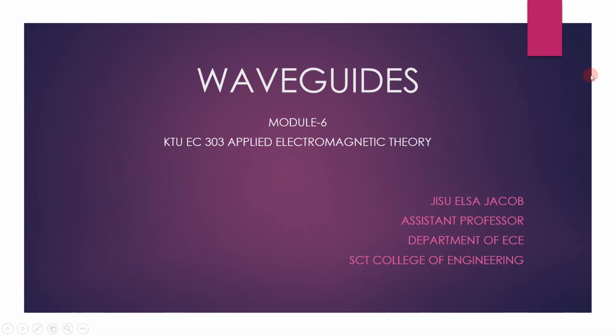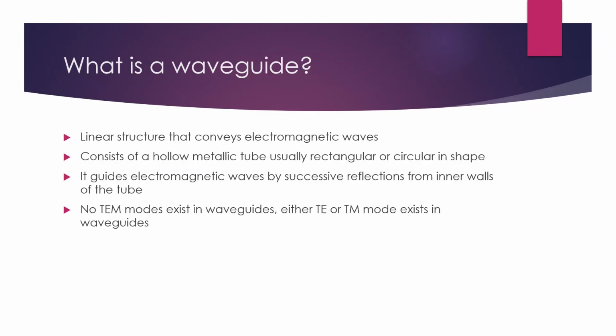In this class, we will discuss the sixth module of our subject, that is waveguides. What is a waveguide? It is a linear structure that conveys electromagnetic waves. So in the last module, we were discussing transmission lines. Similar to a transmission line, a waveguide also transmits electromagnetic waves.